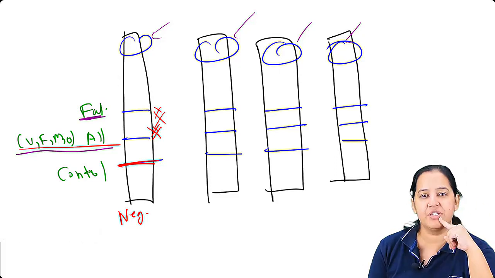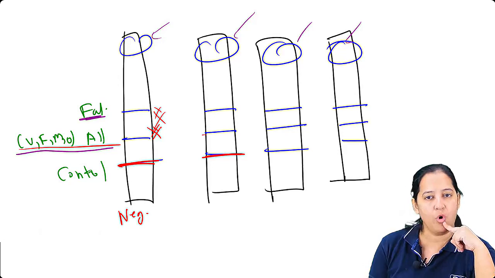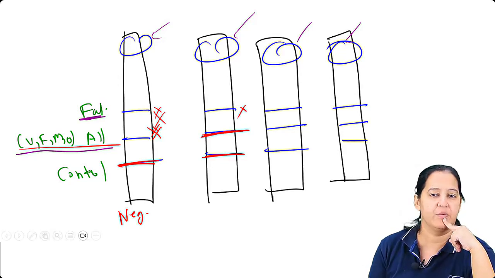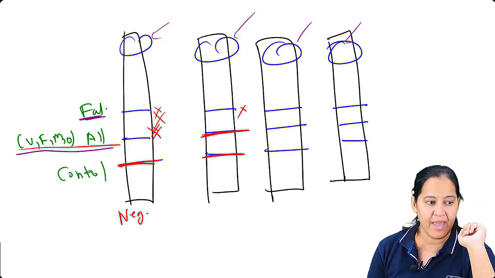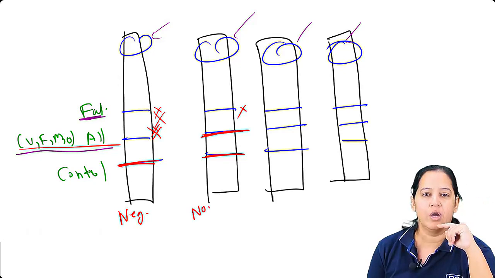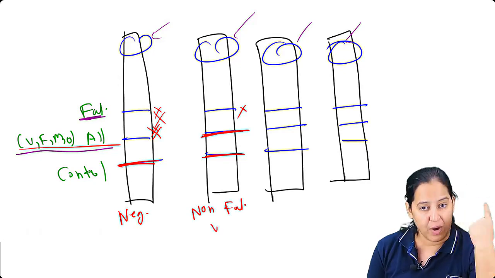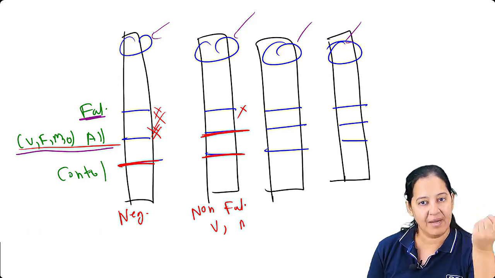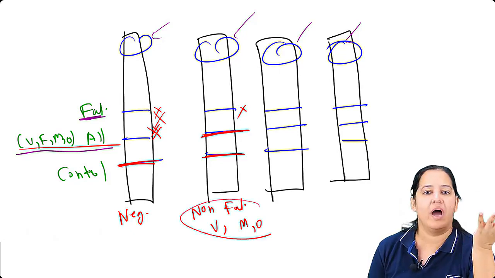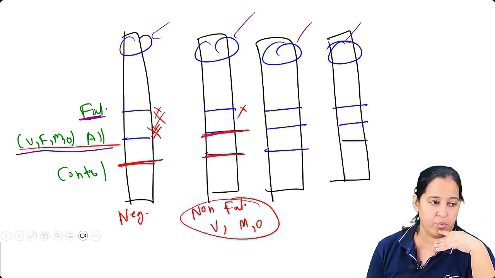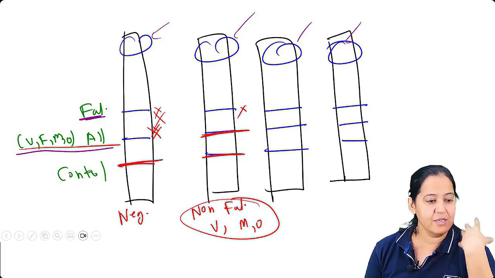The second patient has control positive and all positive, but falciparum negative. What is your diagnosis? You say, the patient has malaria, but it is non-falciparum malaria. It is Vivax or malariae or ovale. I don't know whether it is a mix of them also. I don't know, but it is not falciparum. I will say it is a non-falciparum malaria.